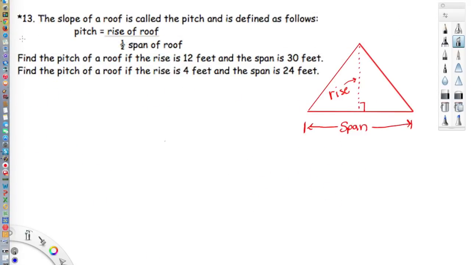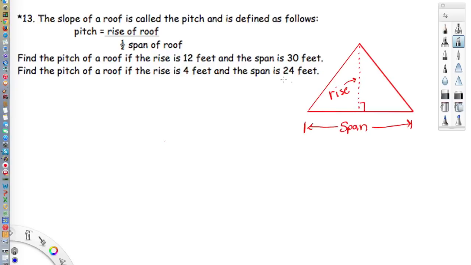Let's look at number 13. This is a real practical use of slope. The slope of a roof is called the pitch. Your carpenters and construction workers don't ask what's the slope of the roof, they say what's the pitch. Pitch is a very specific term for slope in the construction field. So when you hear pitch, we're just talking slope. The slope of a roof is called a pitch and is defined as follows. The pitch is the rise of the roof, from the peak of the roof to the base of the roof. That's the rise.